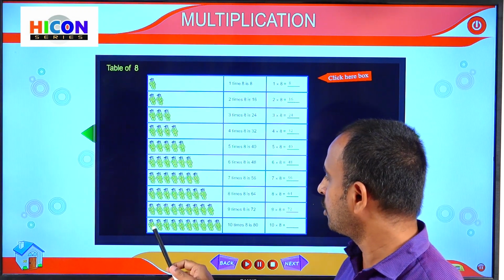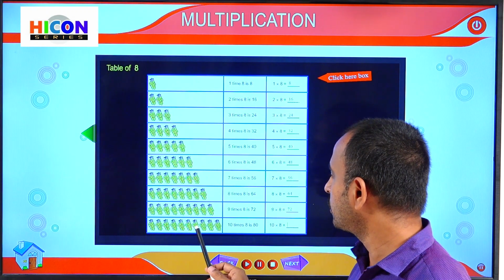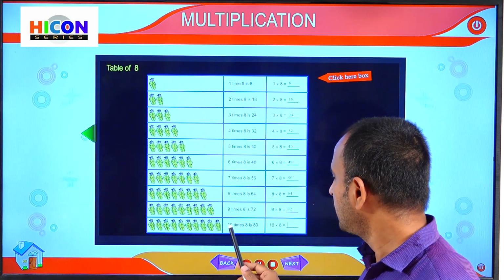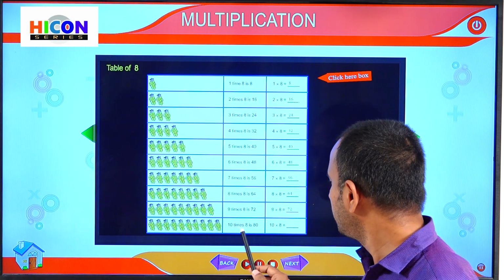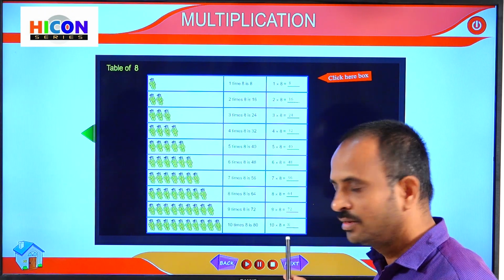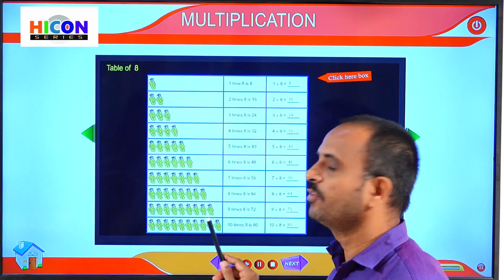So children, see the last one. How many groups are there? There are total 10 groups. Each group has 8 fruits. That is 10 times 8. It becomes 10 into 8, 10 eights are 80. So total there are 80 fruits.